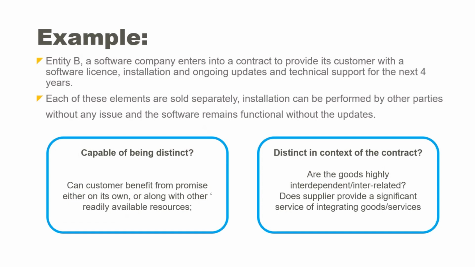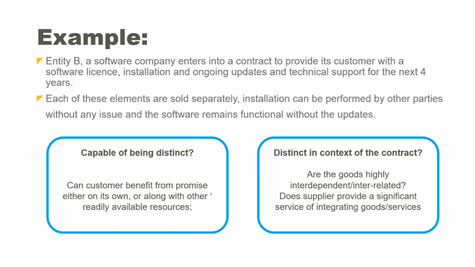So if we have a software company, say it's called Entity B, which enters into a contract to provide its customer with a software license, installation, and ongoing updates and technical support for the next 4 years. How many performance obligations are there within this contract? So some key bits of information to know when determining how many performance obligations there are is that each of these elements are sold separately. Installation can be performed by other parties without any issue, and the software remains functional without the updates.